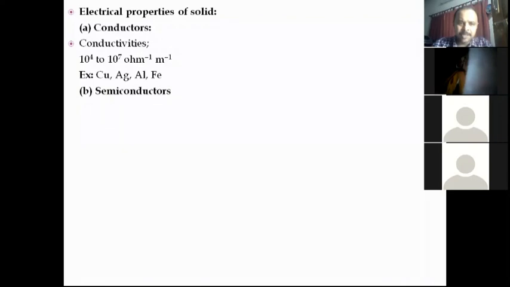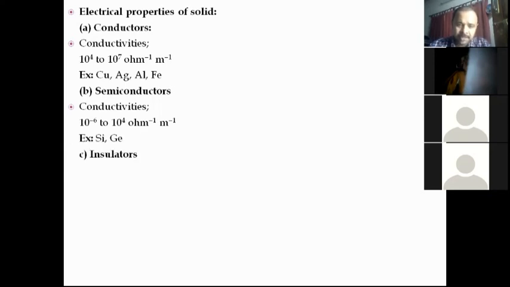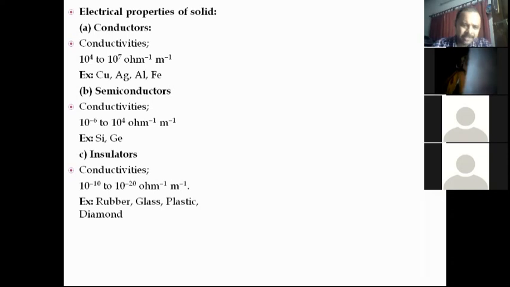Semiconductors have conductivity between that of conductors and insulators, from 10^-6 to 10^4 Siemens per meter. Silicon and germanium are the two intrinsic semiconductors. For insulators, the conductivity is negligible, of the order of 10^-20 or so, 20 zeros, 1. That is why we say they don't conduct. Rubber, glass, plastic, diamond, mica, and all those things.